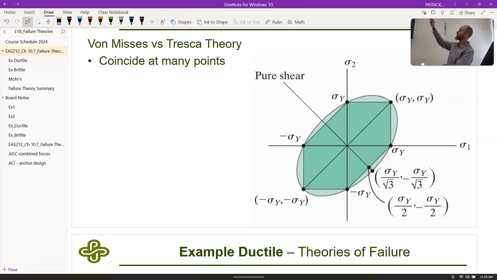And so you can see that they're 99% the same. That one is just an ellipse equation, the other one has these straight lines forming that hexagon-ish shape. But they're more or less the same. They're going to give you more or less the same failure envelope. There's just little regions where there's variation.